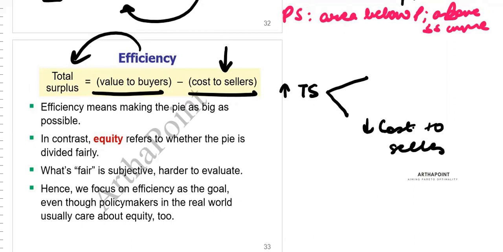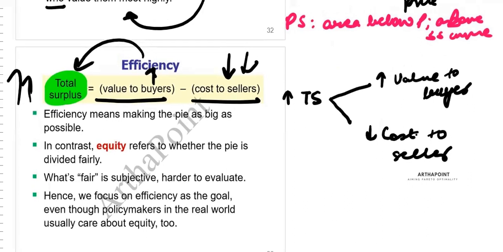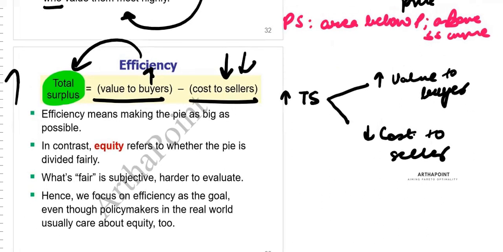When you decrease the cost to seller, automatically the total surplus will increase. Or you go ahead and increase the value to buyer. When you increase the value to buyer, that will also increase total surplus. So two ways: increase this, that will increase this, or decrease this, that will also increase this. This is how you can go ahead and change the efficiency in the economy.